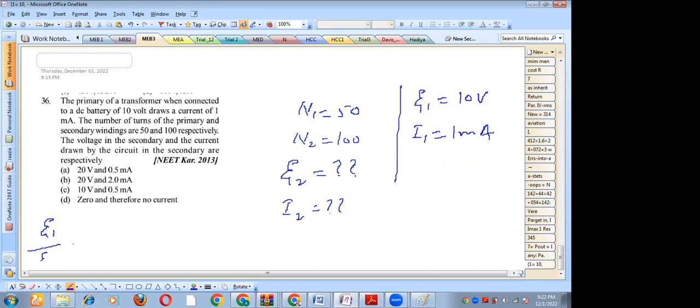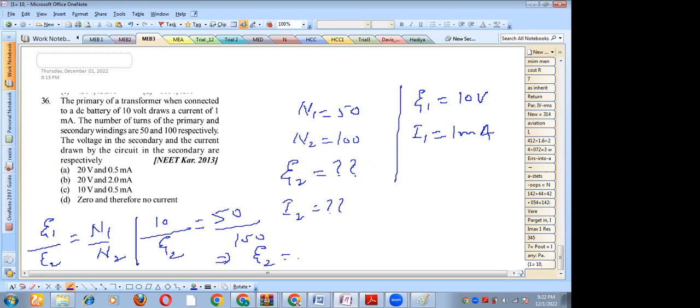Here we had to apply this formula: E1 by E2 is equal to N1 by N2, and E1 is given as 10. E2 we have to calculate, N is 50. So from here we will get EMF E2 is equal to 20 volt, right?